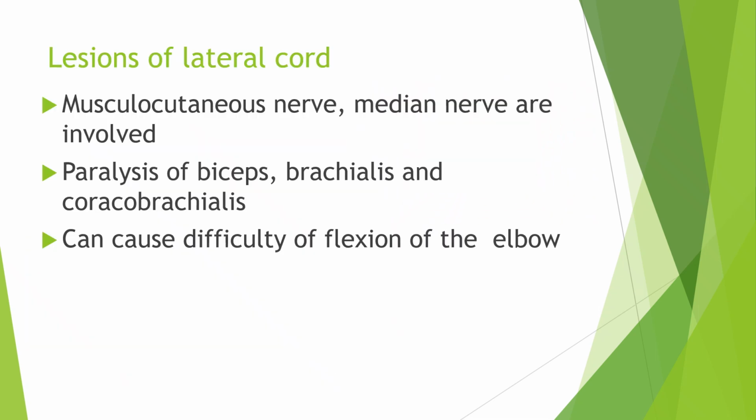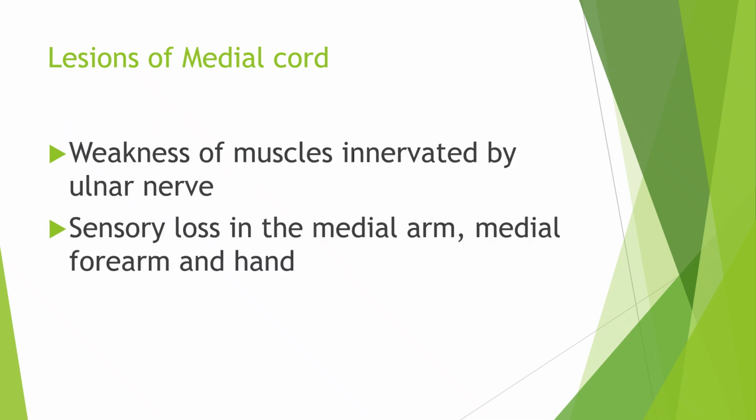Coming to the lesions of the cords, whenever there is damage to the lateral cord, the musculocutaneous nerve and median nerve are damaged. In such cases, there is paralysis of muscles like biceps, brachialis and coracobrachialis, and because of the paralysis of these muscles, there is difficulty in flexion of the elbow. Lesion to the medial cord can cause weakness of muscles innervated by the ulnar nerve. It also results in sensory loss in the medial arm, medial forearm and hand.